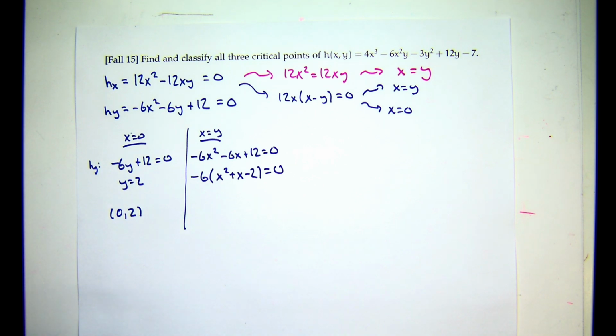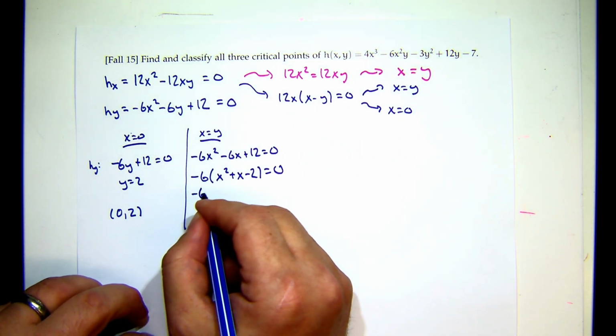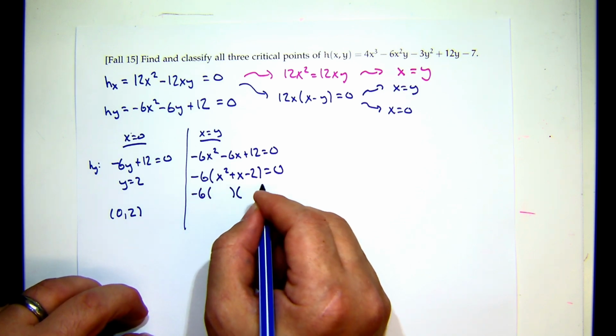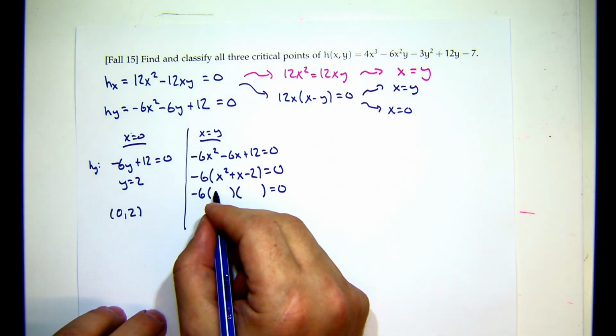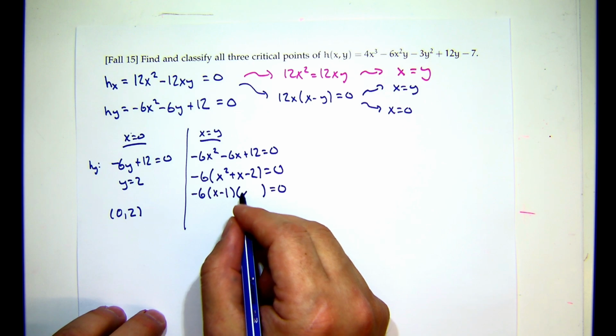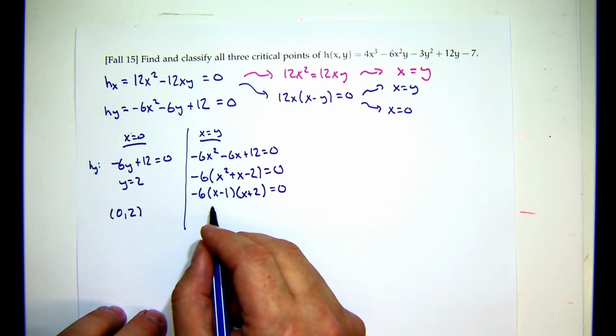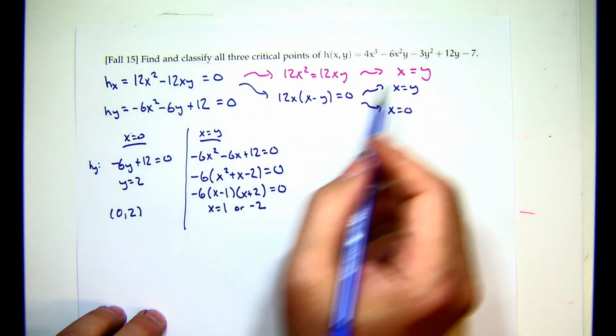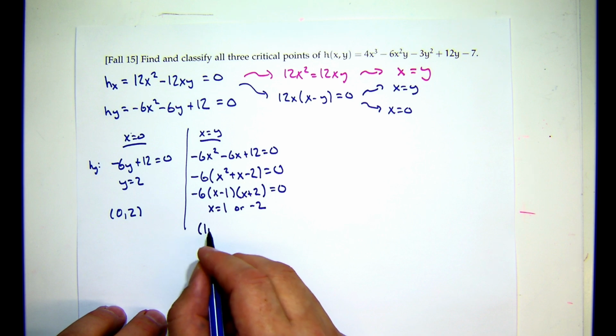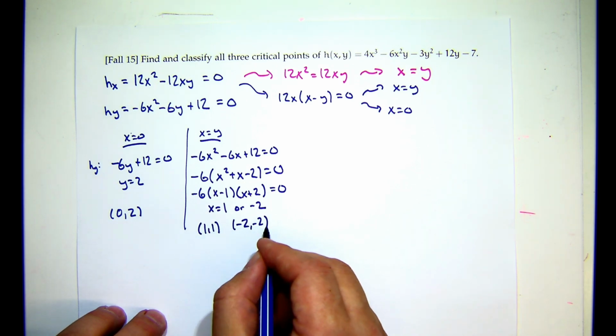We can factor. You should, I hope, be convinced that things will unreasonably factor in this class. This should be a sign: if you get to something which doesn't factor, go back, because something happened. Because we're nice people, we'll give you things that factor. What does this factor as? x minus 1 and x plus 2. Giving us what? Well, x equals 1 or negative 2. Which leads to the points, because remember we also said x equals y, (1, 1) and (negative 2, negative 2).